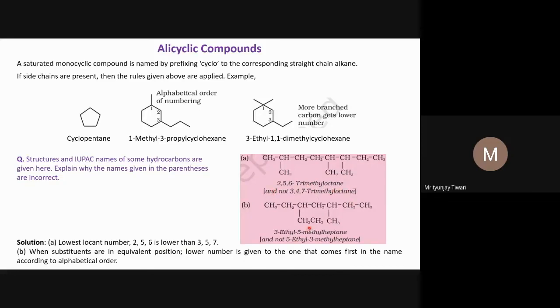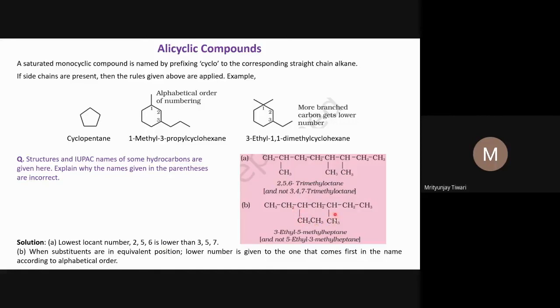In the next question, let's see. 1, 2, 3, 4, 5, 6, 7. Seven carbon atoms are part of the parent chain. Even if you do the numbering from this point, it is the same, so you may go in this direction or that direction. Another point is the ethyl and methyl groups. The ethyl group is at the third position and methyl at the sixth position from this direction. If you go from the other direction, methyl is at the third position and ethyl is at the sixth position.